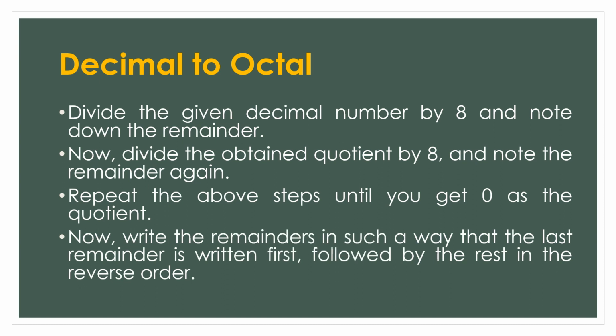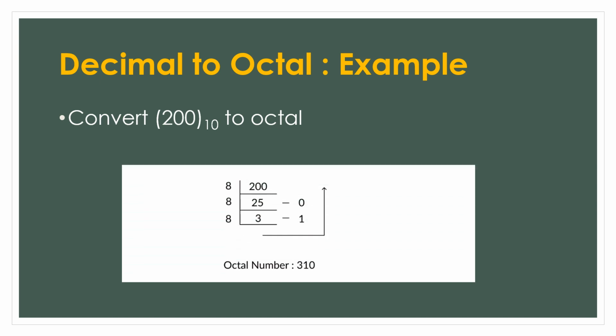To convert from decimal to octal, we follow these steps. Divide the given decimal number by 8 and note down the remainder. Now, divide the obtained quotient by 8, and note the remainder again. Repeat the above steps until you get 0 as the quotient. Now, write the remainders in such a way that the last remainder is written first, followed by the rest in the reverse order. Here's an example to convert decimal to octal.